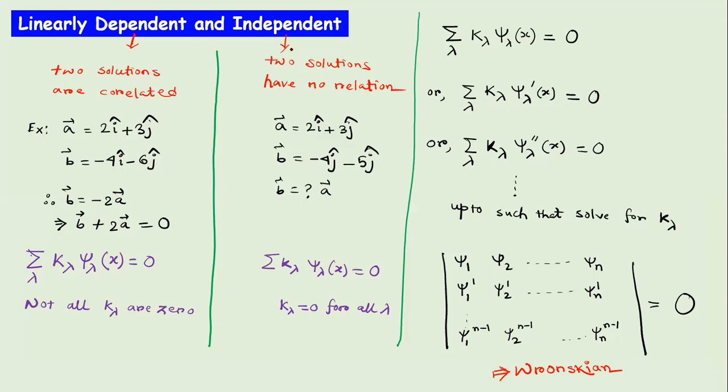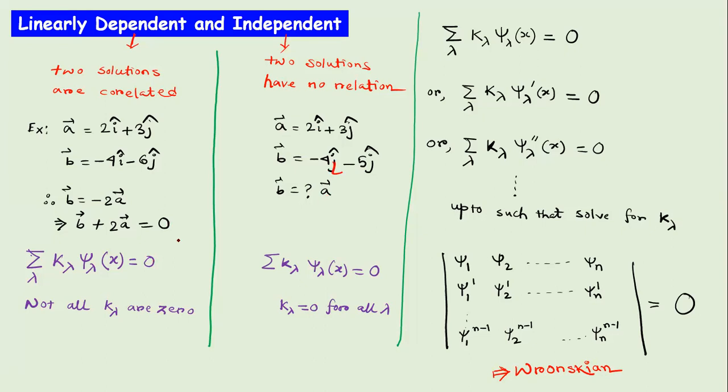And linear independent means two solutions are not related. Suppose you have a vector 2 i cap plus 3 j cap, and the b vector is minus 4 i cap minus 5 j cap. Then you cannot correlate these two vectors, the a vector and the b vector. So these are independent of each other.